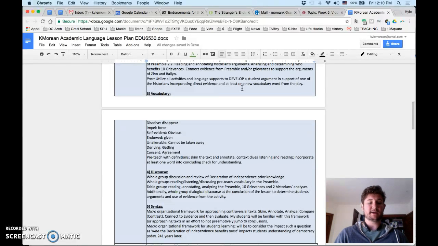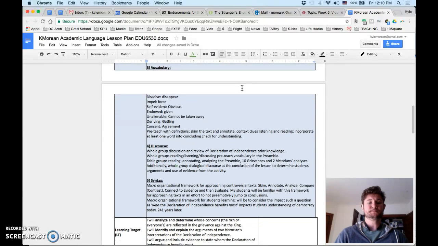My 7 vocabulary words that I've pulled out to examine are dissolve, which means to disappear, impel, which is a verb meaning to force, self-evident, which means obvious, endowed, which means given, unalienable, cannot be taken away, deriving, which means getting, and consent, which means agreement.